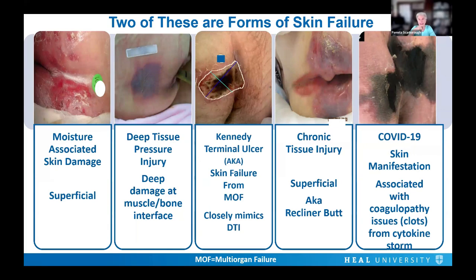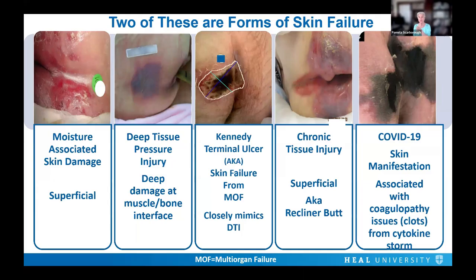And then COVID-19, when we had COVID-19, they had the cytokine storm and these coagulopathy issues, and then we're throwing clots from the tip of their head, from their brain, all the way to the tip of the toe, and everything in between. We're throwing clots. And the skin did fail. That's on the far right, this is the COVID skin manifestation from the clots that were being thrown during COVID.